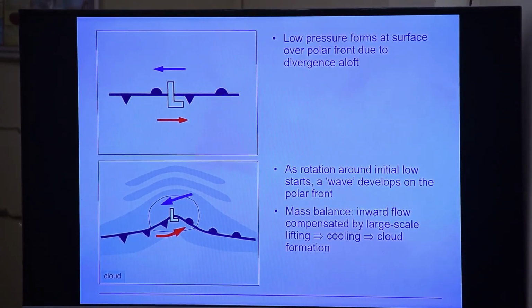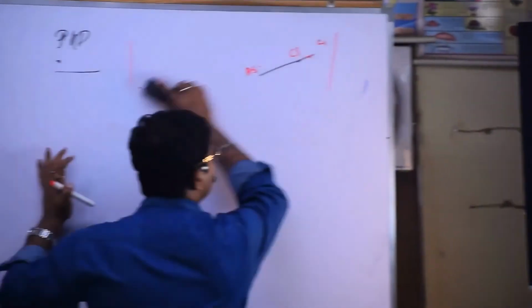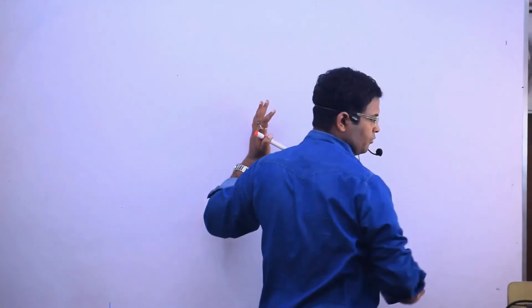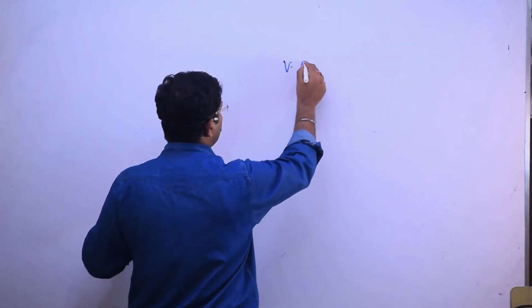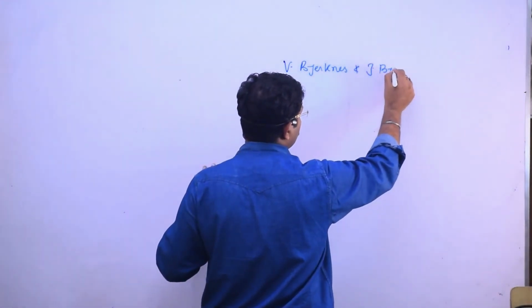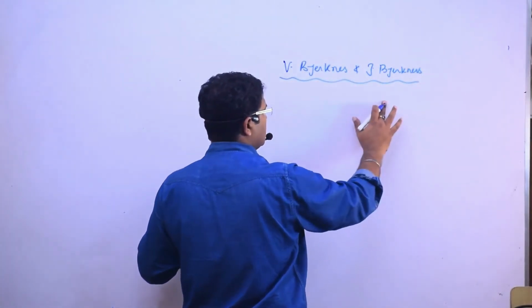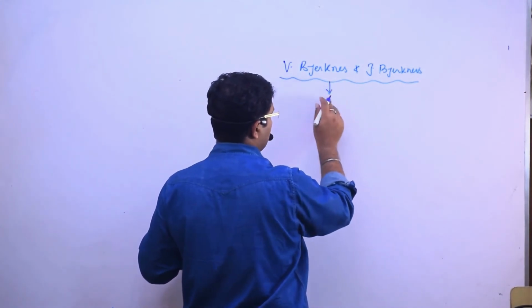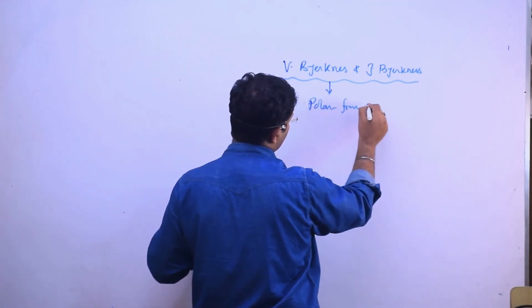And who has given this? V. Jerkanis and J. Jerkanis. जनरली लोग ये सोचते हैं कि टेम्परेट साइक्लोन डजंट हैव आइसोबार्स. Remember that it has isobars. So V. Jerkanis and J. Jerkanis, the father and son, has given the concept of temperate cyclone, and this is known as polar front theory.